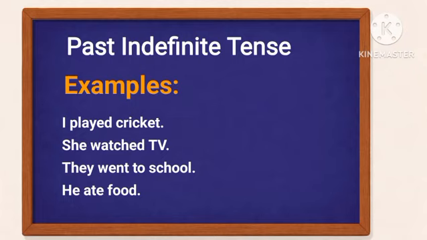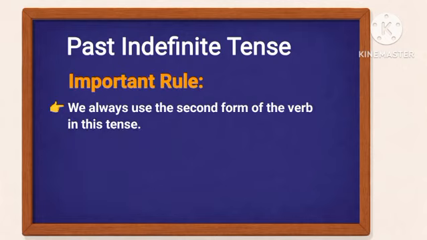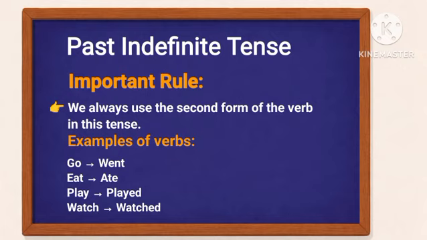I played cricket. She watched TV. They went to school. He ate food. Now you can see, first we use subject, like I is a subject, played is a verb second form, and then cricket is object. Now I am going to discuss some important rules of past indefinite tense.